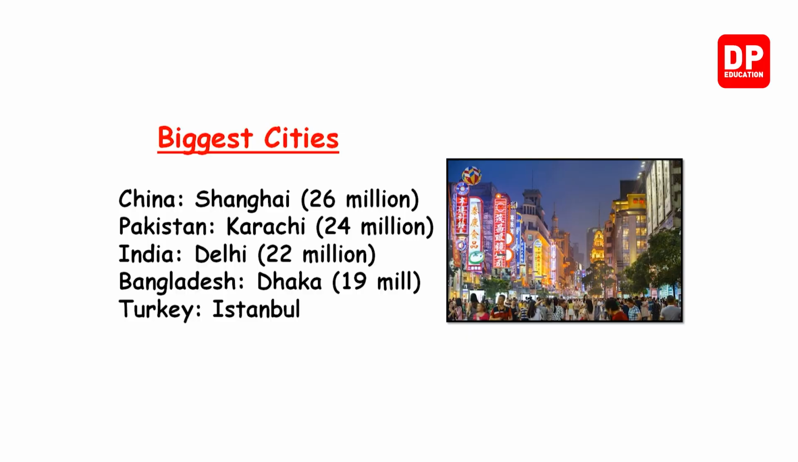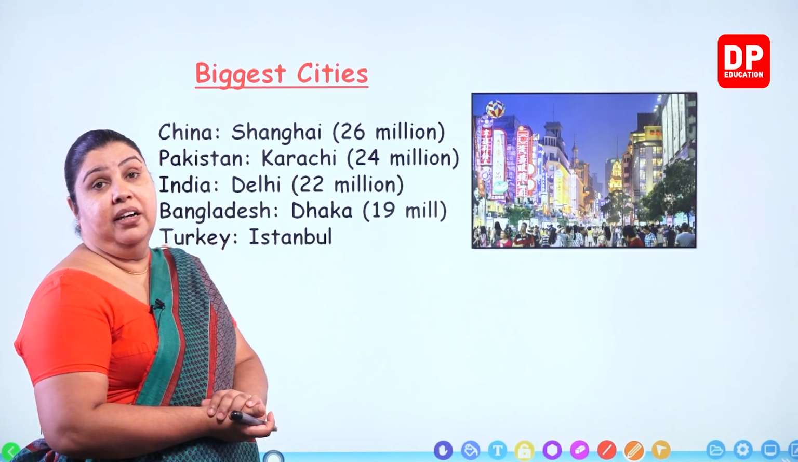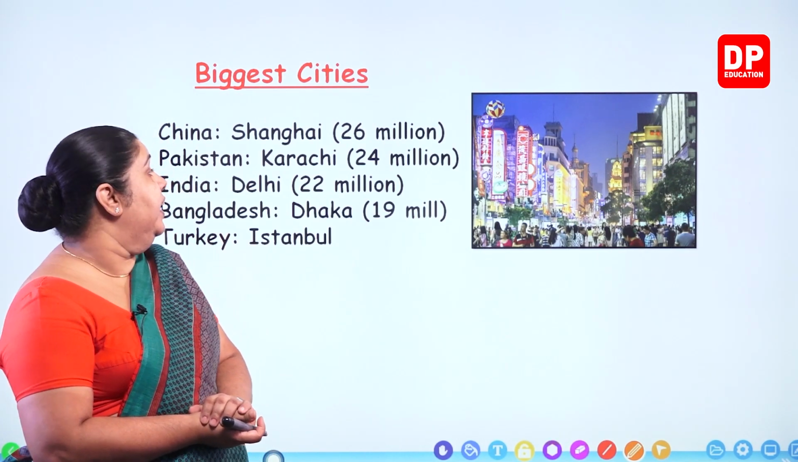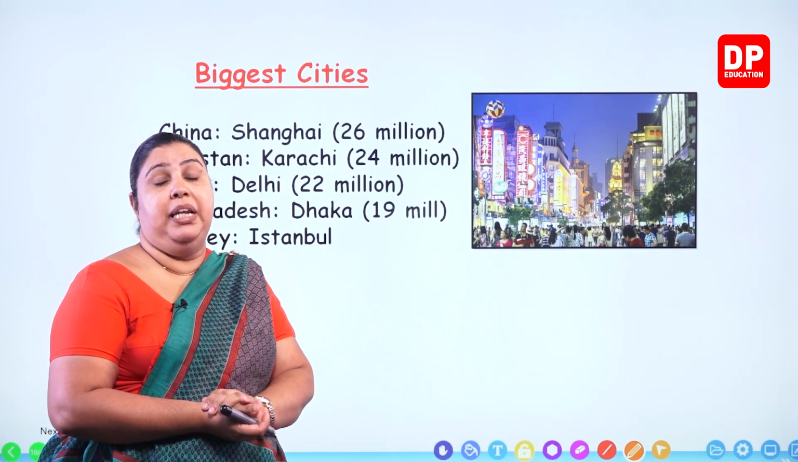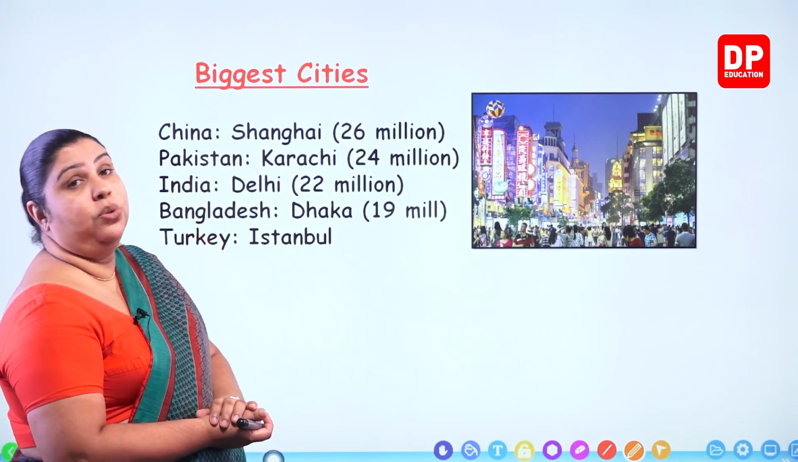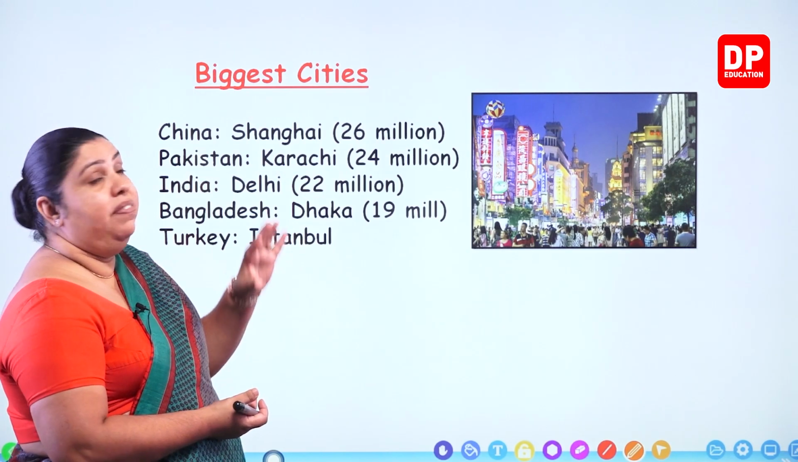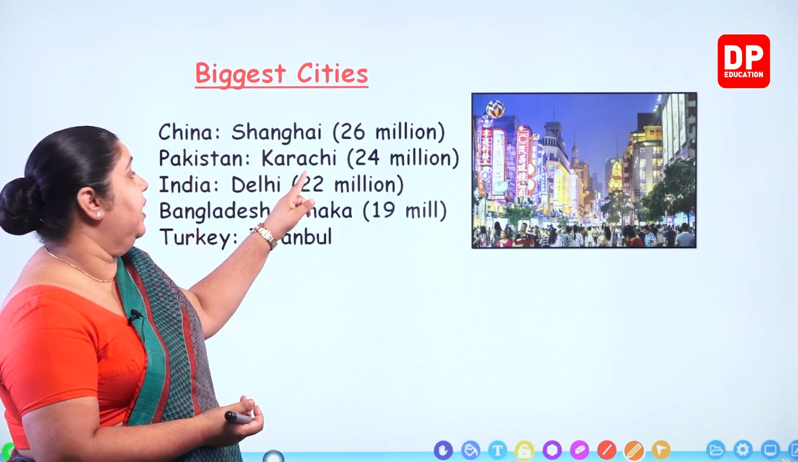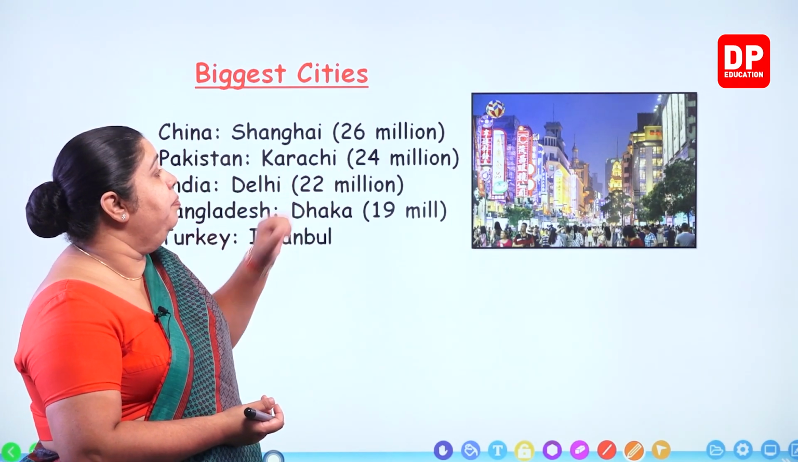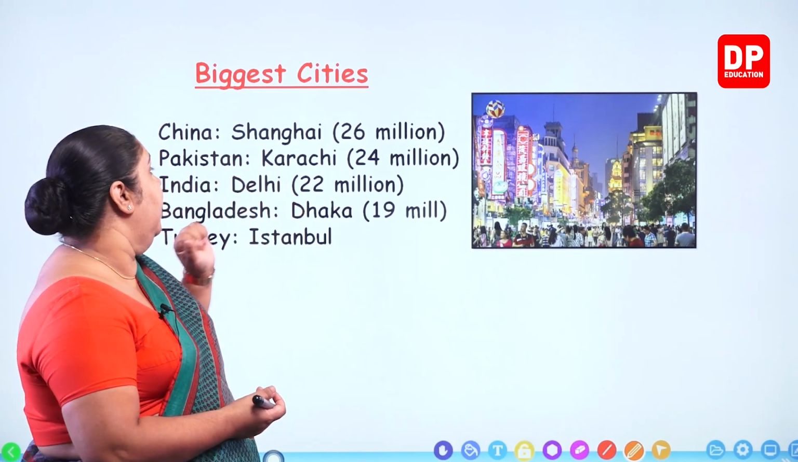Biggest cities in the Asian continent. China. Shanghai is the biggest city in Asia. In China, Shanghai has a 26 million population. 26ක් මිනිසුන් ජීවත් වෙන Shanghai කියන නගරය තමයි චීනයේ තියෙන විශාලතම නගරයක් ආසියාවේ තියෙන. Pakistan, Karachi. Pakistan's Karachi has 24 million people. මිලියන 24ක් මිනිසුන් ජීවත් වෙනවා මේ Karachi කියන නගරයේ විතරක්.